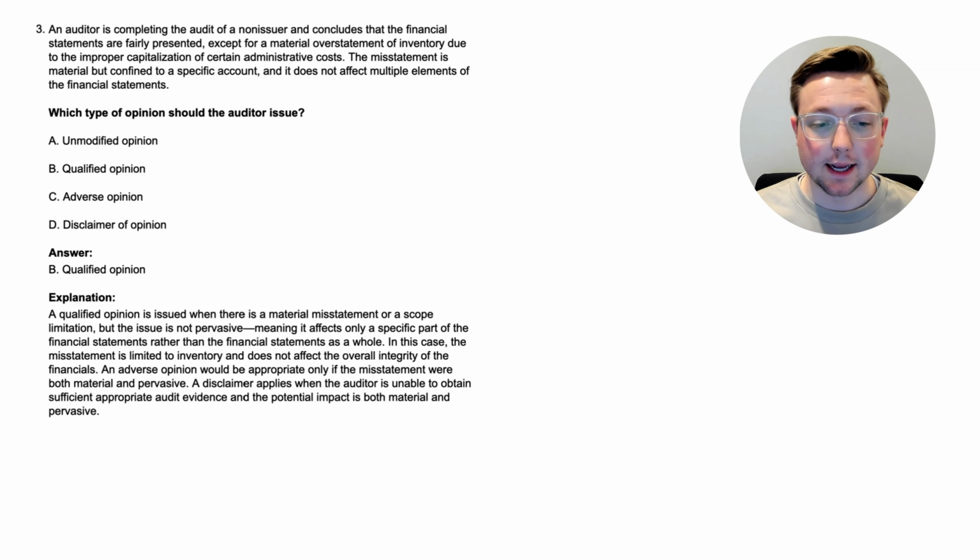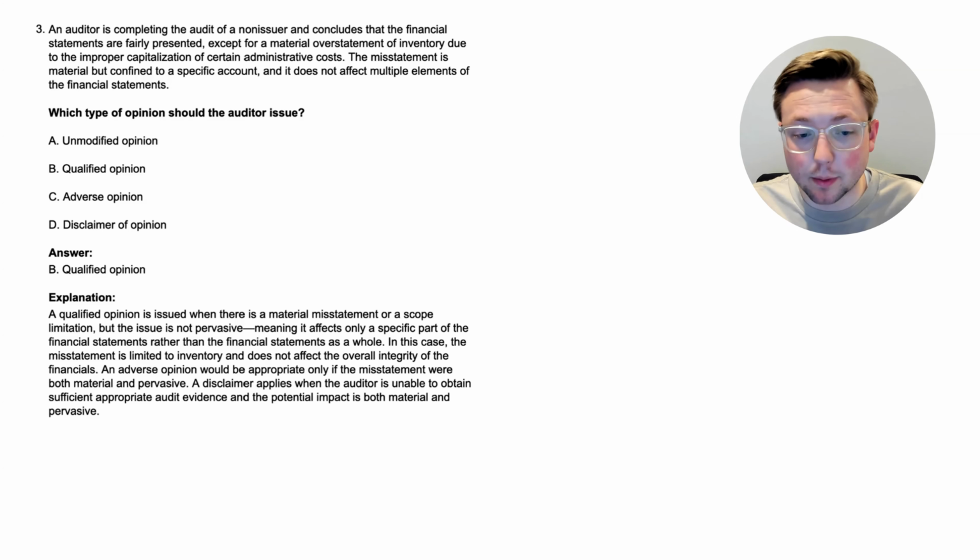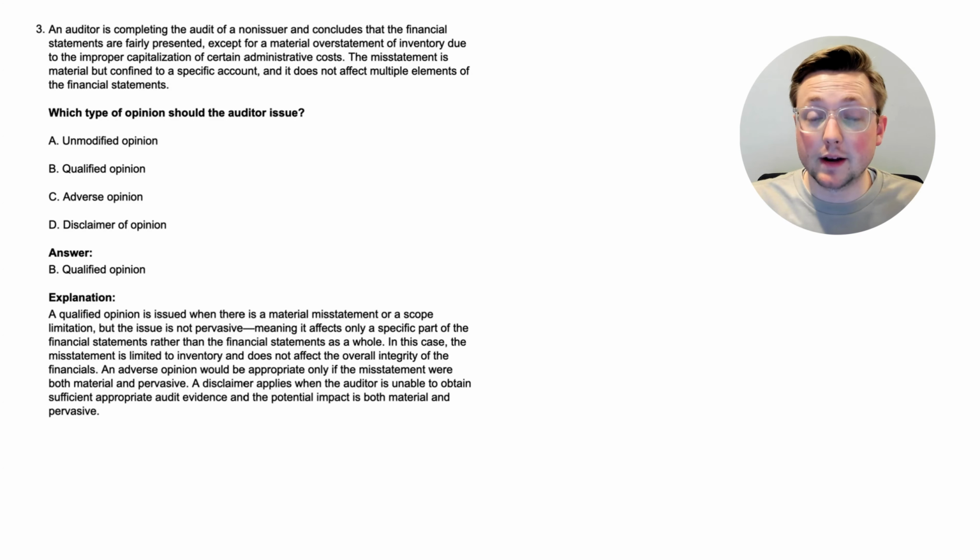All right, here we are at the answer, B, qualified opinion. So let's go through the explanation. A qualified opinion is issued when there is a material misstatement or a scope limitation, but the issue is not pervasive, meaning that it affects only a specific part of the financial statements rather than the financial statements as a whole. So if something is pervasive, that means it affects the financial statements as a whole. But if it's only affecting one piece of it, then it's not pervasive, and that typically leads to a qualified opinion. In this case, the misstatement is limited to inventory and does not affect the overall integrity of the financials.